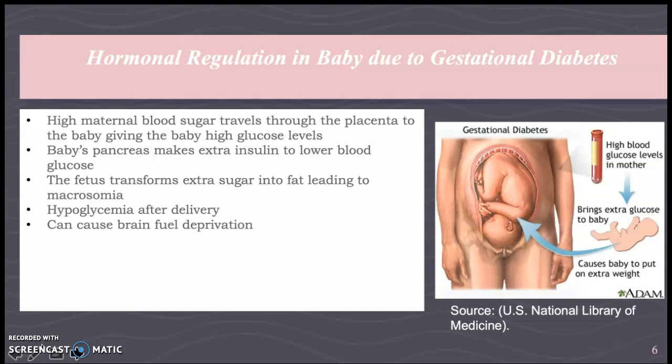Hypoglycemia is often a complication in babies whose mothers have gestational diabetes. This is because once the baby is born, they no longer have those high blood sugar levels from the mother, which causes the baby's blood sugar to fall very low, and it can end up causing brain fuel deprivation. This picture is just explaining that. So you have high blood glucose levels from the mother, which brings extra glucose to the baby and can cause the baby to put on extra weight.